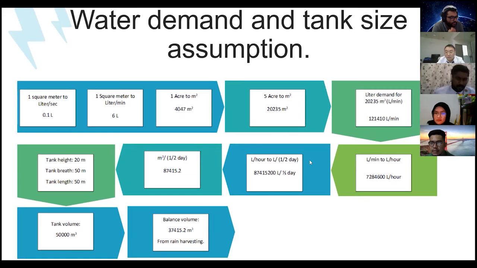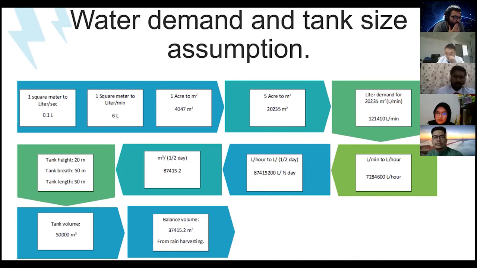The reason why I calculate for half day is, if we construct a storage tank, there should always be a minimum amount of water, which is called safety water, which will be stored in the storage tank for safety purposes. Let's say there is no water supply, then the storage tank will still have water. That's why I choose a half day calculation. And the total meter cube for half day is 87,415, and we just use a tank volume of 50,000 meter cube, because 50,000 meter cube is already big, and the balance, 37,415.2 meter cube, is from rain harvesting.